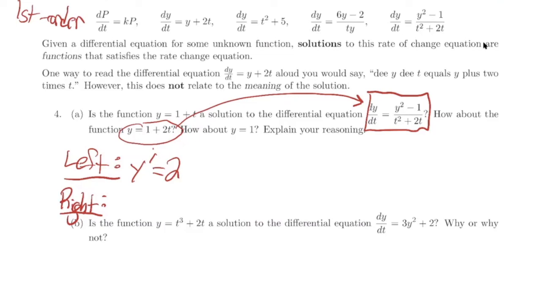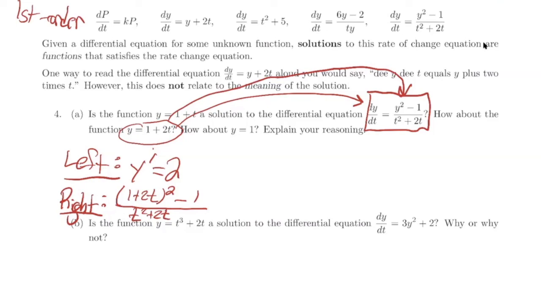So now I'm going to plug this into the right side. So the right side says, right, we're going to take y, which is 1 plus 2t, and square it, subtract 1, and then divide by t squared plus 2t. Okay, again, all we're doing is we're going to take y, and every place there's a y in this differential equation, I'm going to plug in my suggested solution and do the operations that it tells me to do.